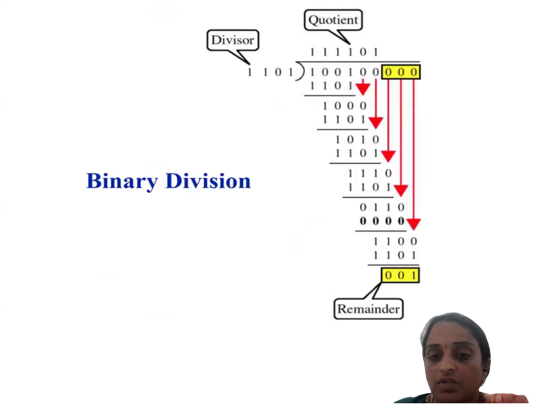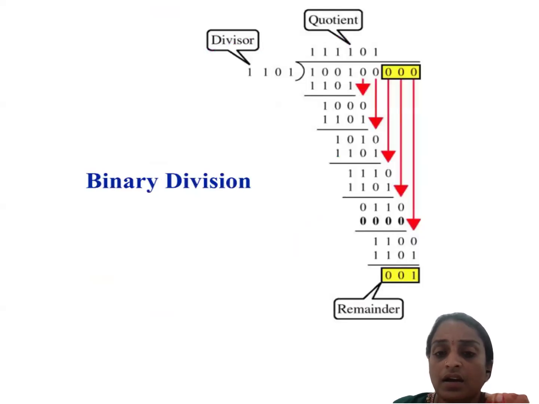Again we take 1. Coming to here, the first bit is 0, so we take the quotient as 0. If the quotient is 0, we subtract all zeros. This is how to perform the binary division step by step. After performing the binary division, you get some remainder. What is the remainder here? 0, 0, 1. This is performed at the sender side.